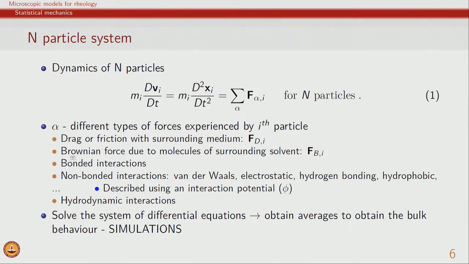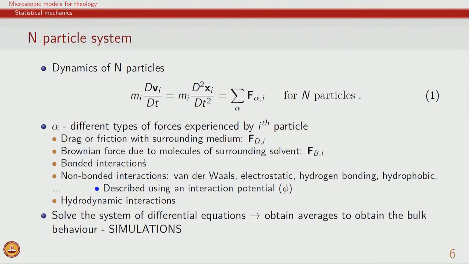We could also have the surrounding medium act on the particles as a Brownian force. When we have the motion of a Brownian particle, a particle in air which is randomly moving about, the motion is due to the air molecules impinging and interacting with this particle randomly, and therefore it acquires a path which appears random to us. This is called the Brownian force, and it is one of the forces which could be acting on the particles. Of course, some of the particles could be bonded to each other.